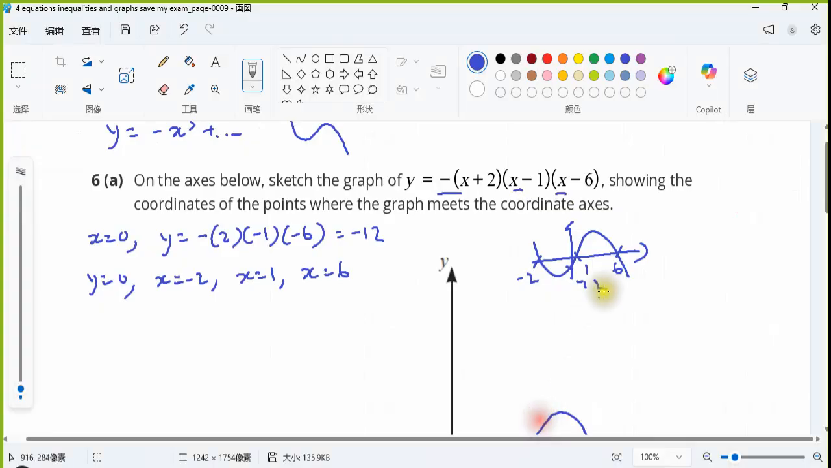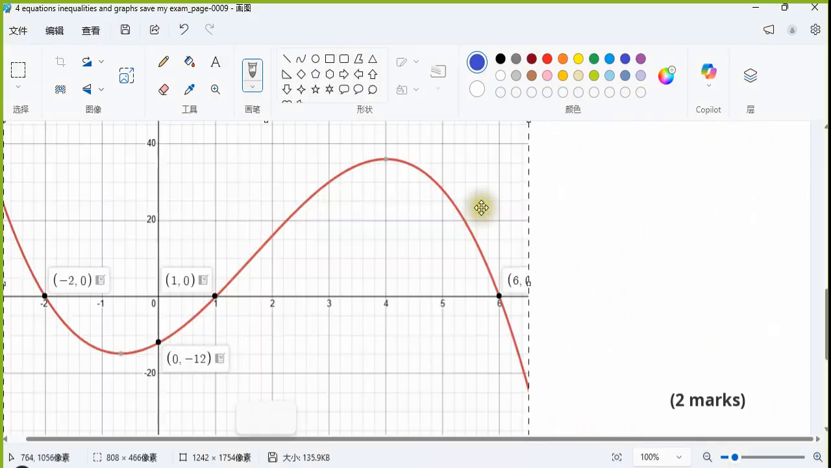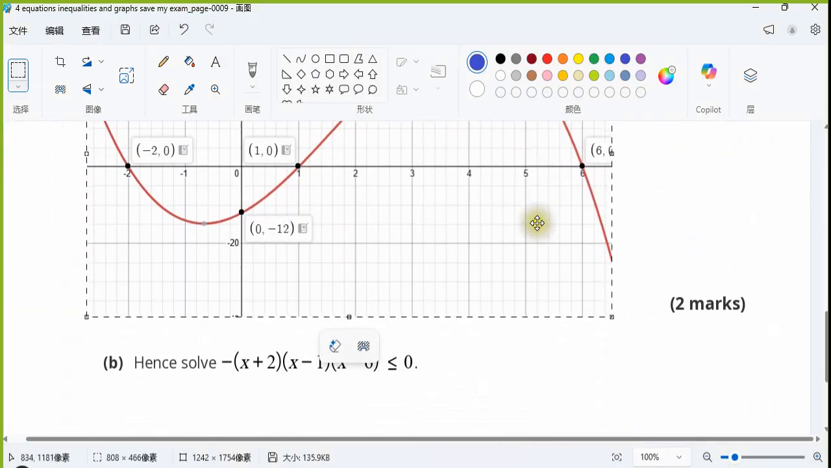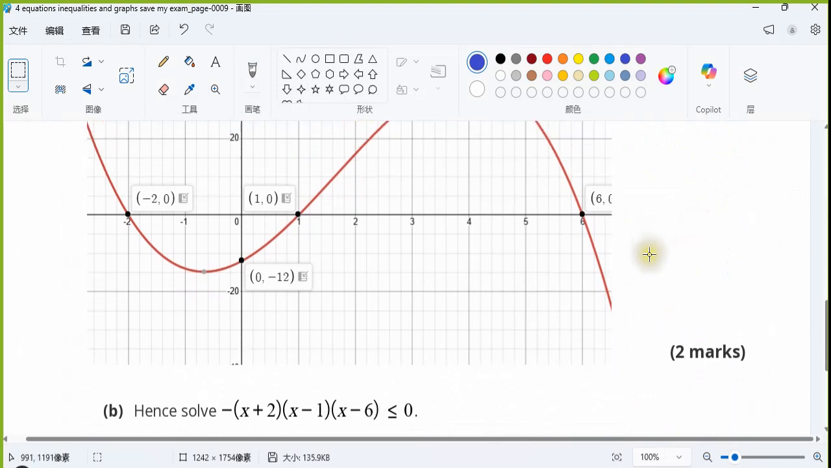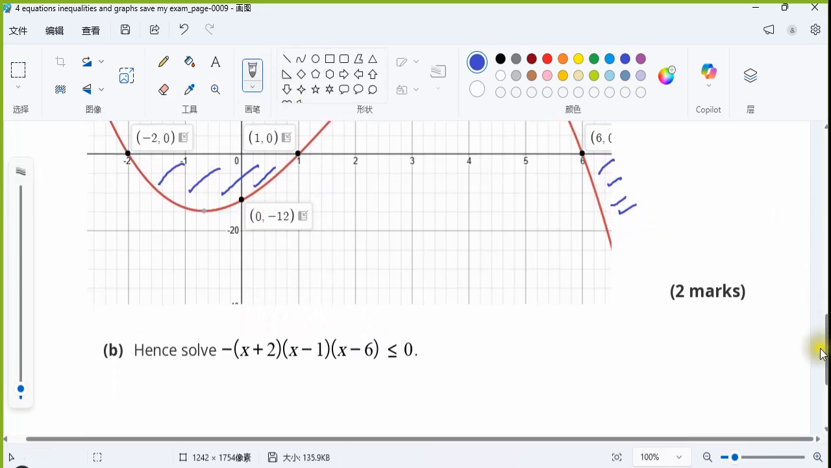Hence, solve this graph less than or equal to 0. So we have the equal sign. So the x is between -2 and 1 with the same sign, and x is greater than or equal to 6.